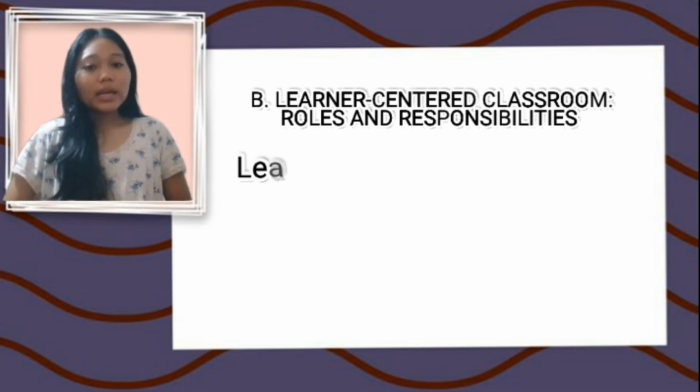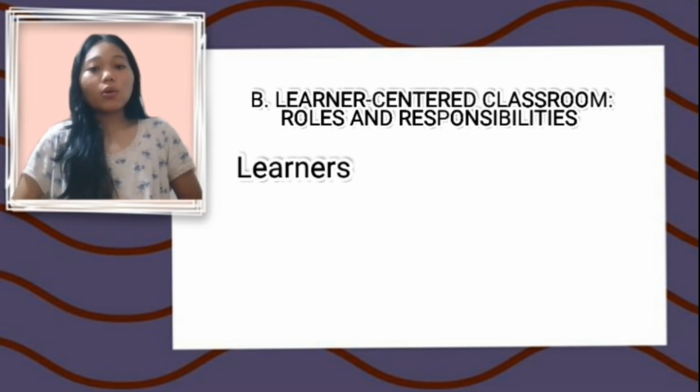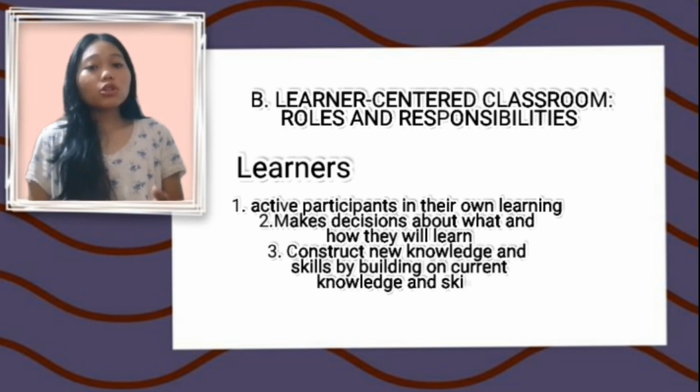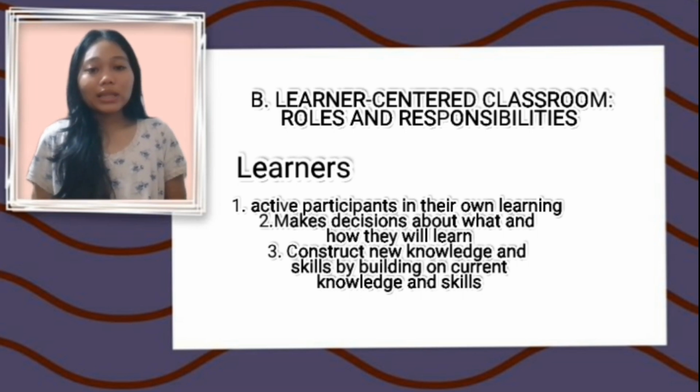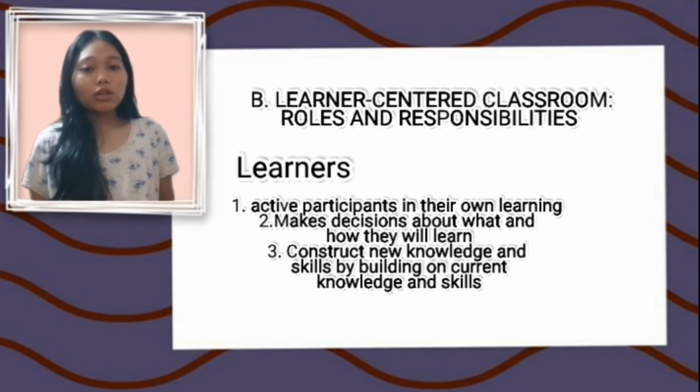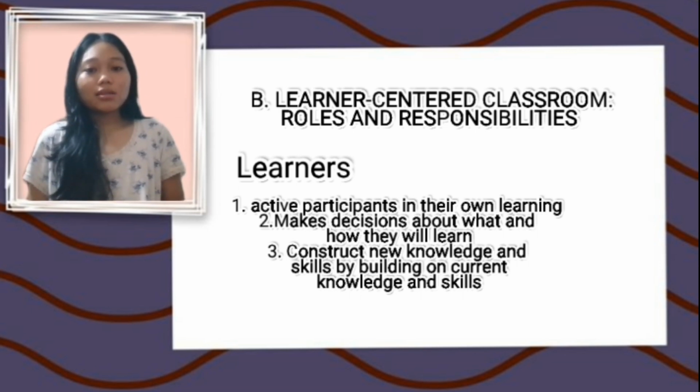Number one, active participants in their own learning. So students should actively engage in the learning process, not just passively receive information. Number two, makes decisions about what and how they will learn. So students should have a say in what they learn and how they learn it.